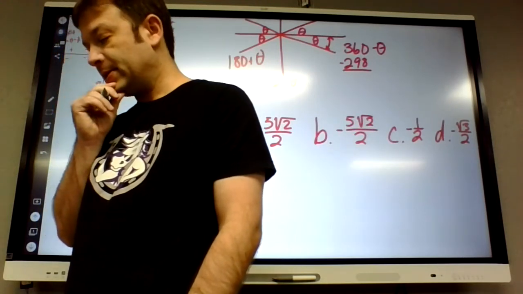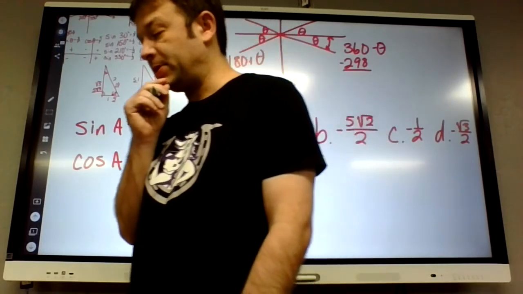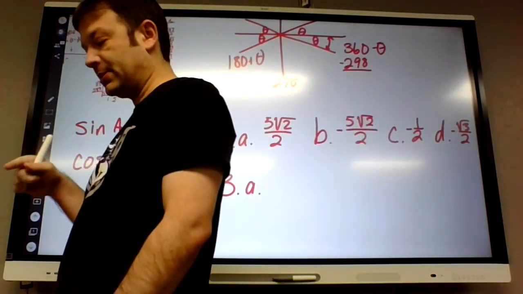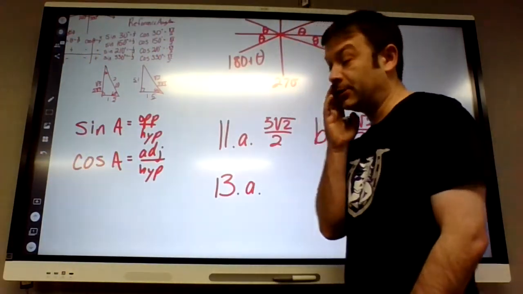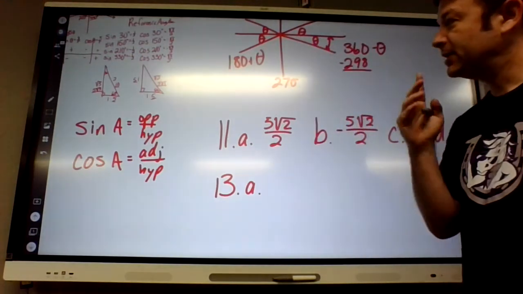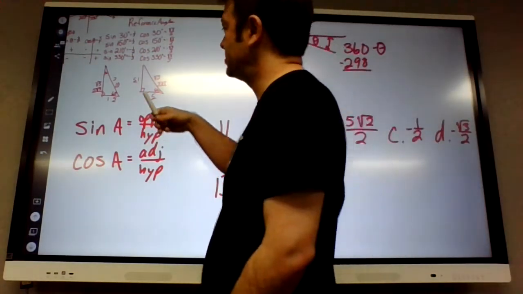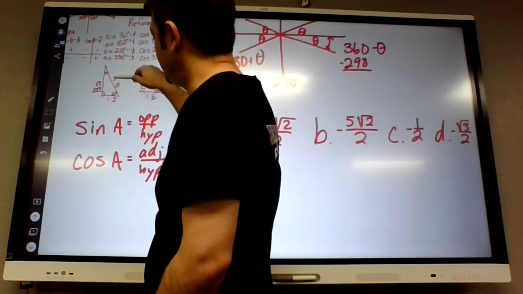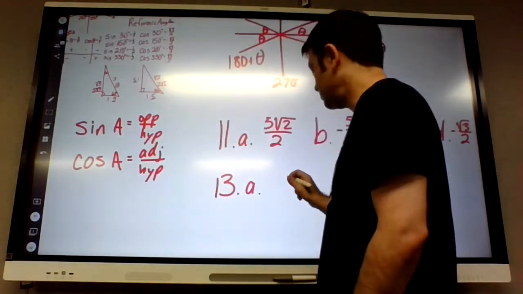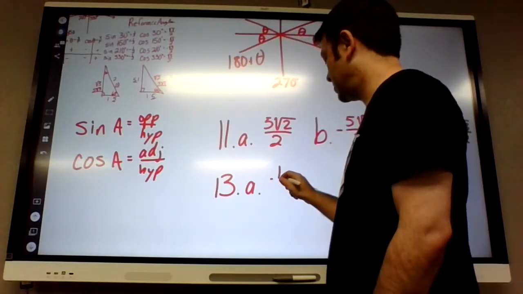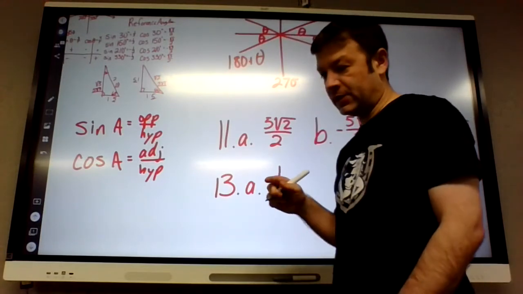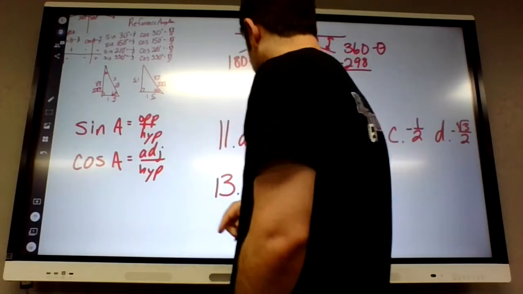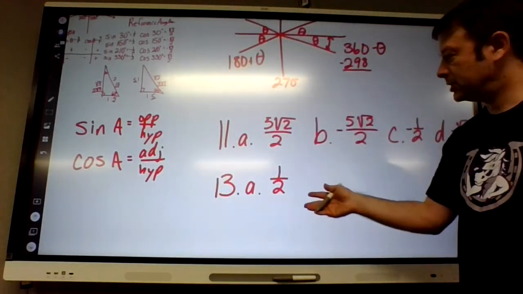Okay, sine of 150. So that's going to be the same thing as sine of 30, because it's 30 degrees short of 180. Sine is opposite 1 over hypotenuse 2. Is sine positive or negative in the second quadrant? Positive.